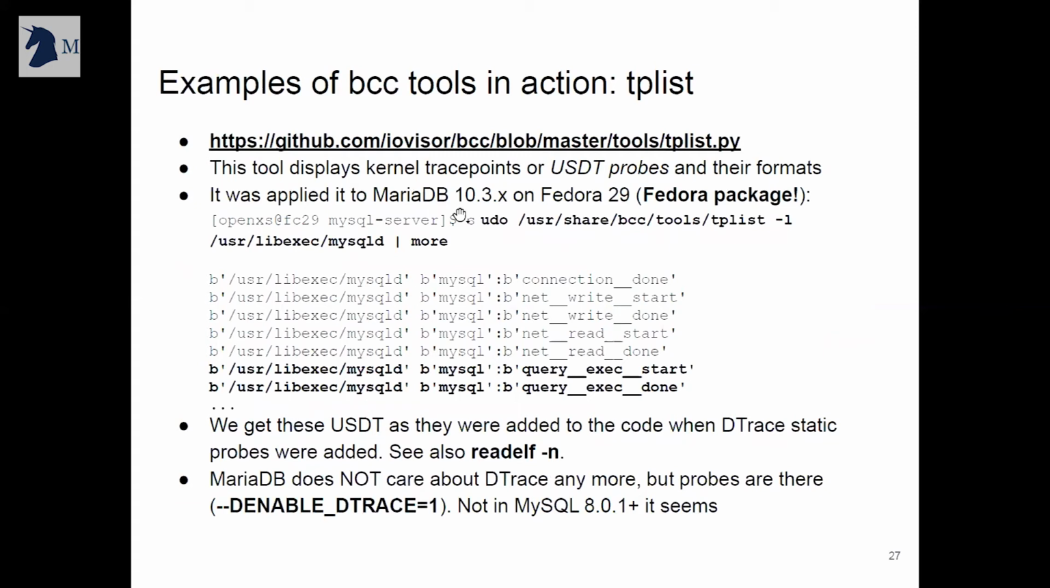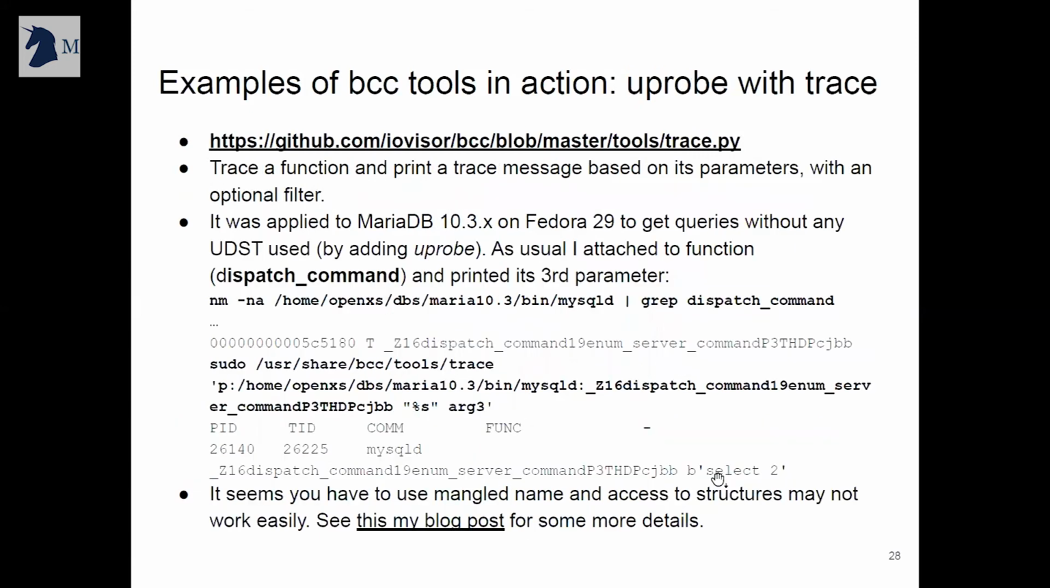Of the existing BCC tools already created that you can just run, one of the important ones is tplist. tplist lists the trace probes in the binary, and you can find out, for example, that the MariaDB on Fedora package has the trace probes. MariaDB packages from MariaDB Corporation or Foundation do not have them, and you cannot find them in the code of MySQL 8 either. There is a tool to add dynamic user probes, and it's called trace.